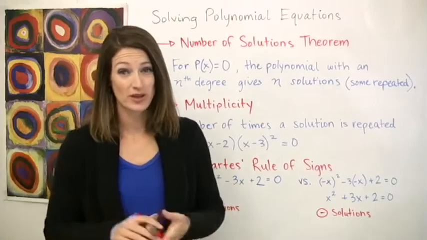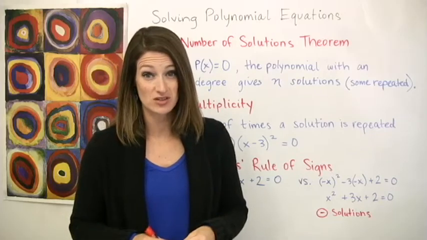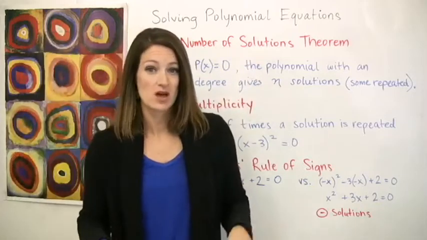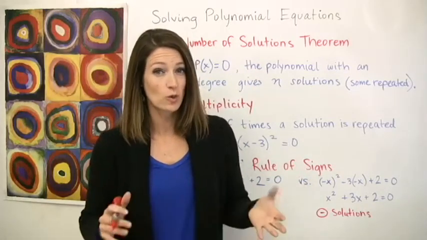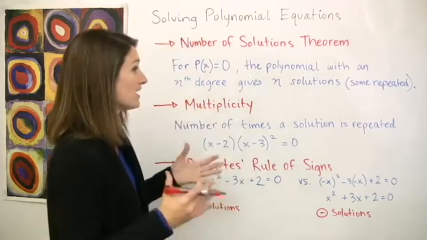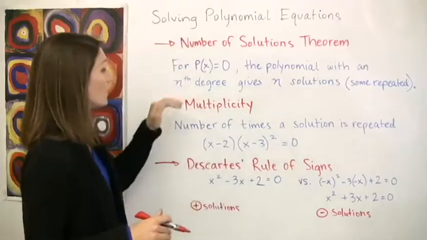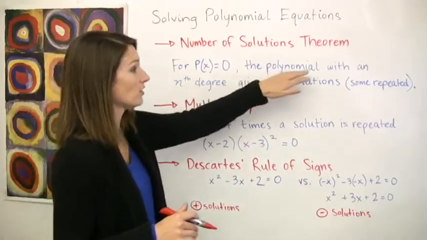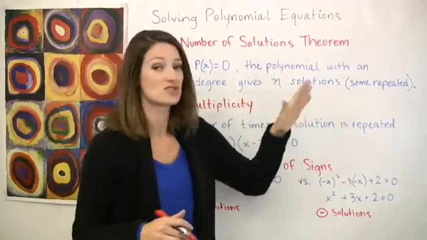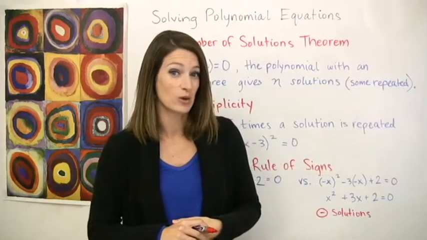When solving polynomial equations, we're going to introduce a few theorems that will help you find the solutions to those equations. The first theorem is our number of solutions theorem. When we work with polynomial equations, we're working with an equation that's p of x is equal to 0, and p of x represents a function that's raised to the nth degree. So if p of x equals 0, we can say that the polynomial with an nth degree gives n solutions. So you just look at the nth degree, and that's the number of solutions that that equation will have.